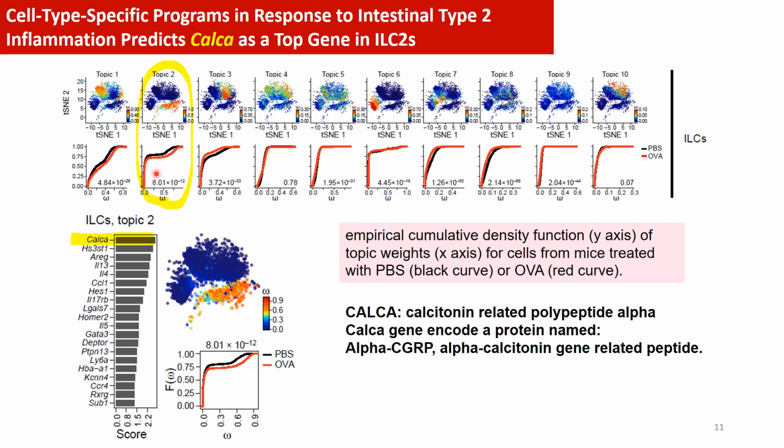As you can see here in topic 2, the OVA group gene weight cumulative curve, the red line, is most distinguishable throughout all 10 topics. And calcitonin is the most abundantly expressed gene in topic 2, as you can see in the lower left panel. All these data support that Calca is the top gene in ILC2.